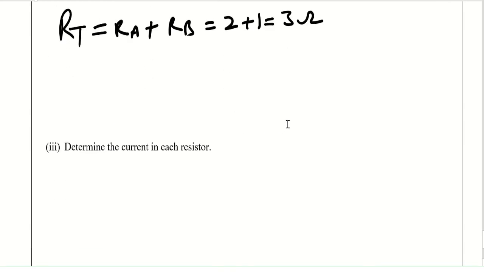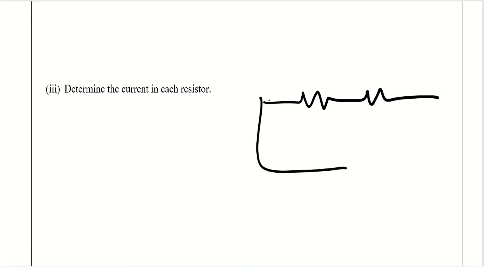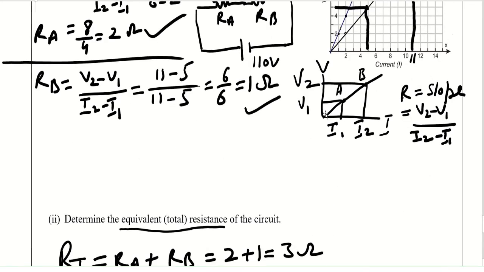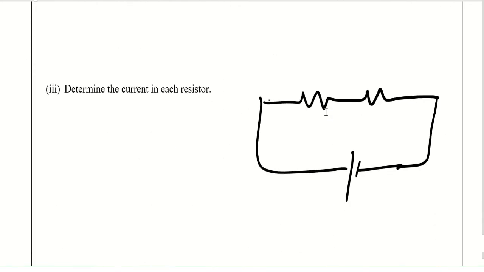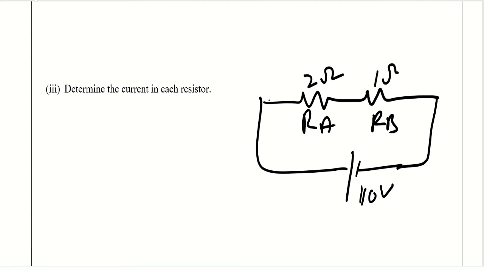Now determine the current in each resistor. So your circuit is like this. This is RA, this is RB, and here this is the value of the source voltage. It is how much? 110. So this is 110 volts. This is RA and this is RB. So this is 2 ohm and this is 1 ohm. Here this is the value of the current which is coming from the source.